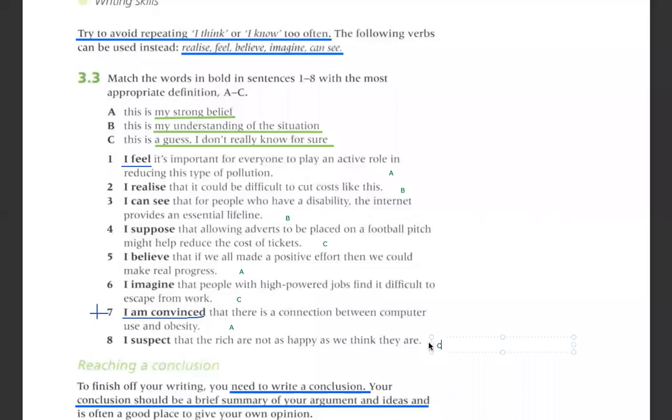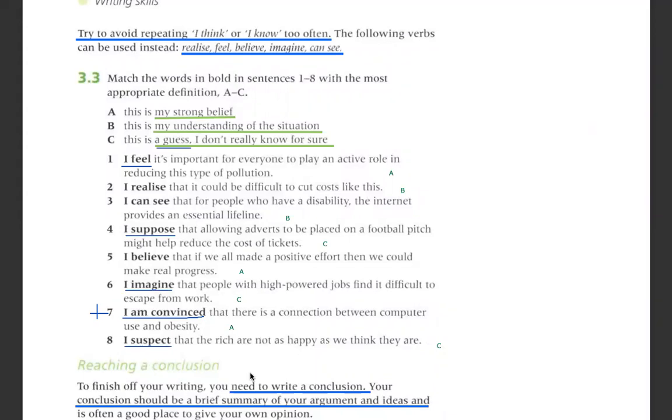All right, great, this is C. So again, I suspect. Right, so it is okay to make a guess. You don't have to have a strong opinion. You can use phrases like I suppose, I imagine, I suspect if we want to express that we're not sure, but we're making a guess about something. Okay, and then we can explain our understanding or our strong belief.